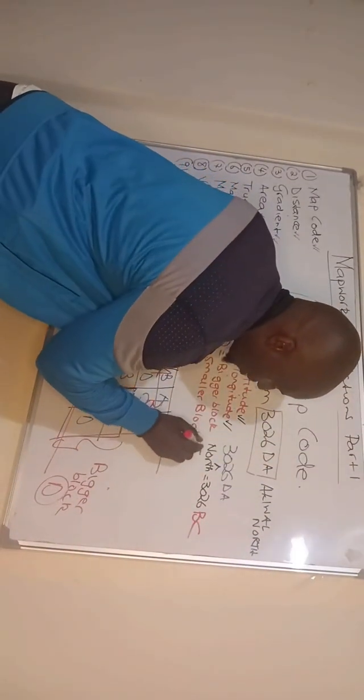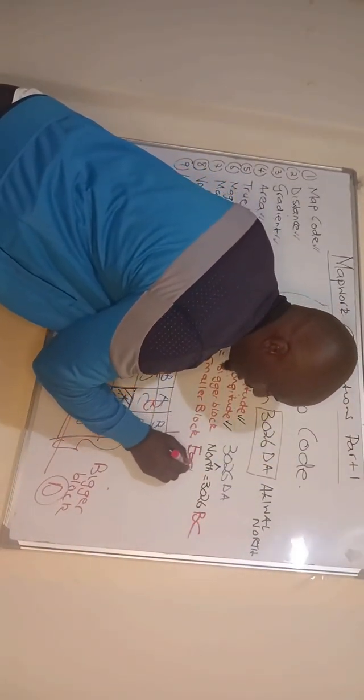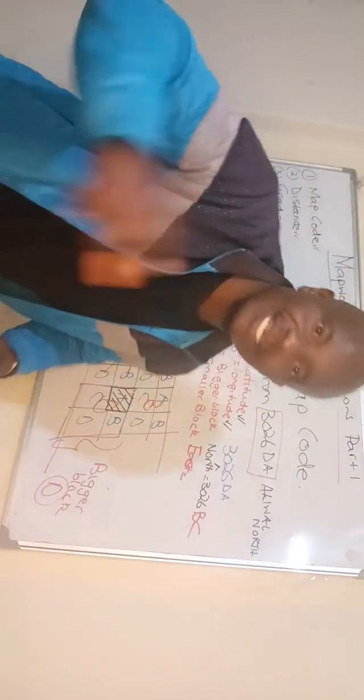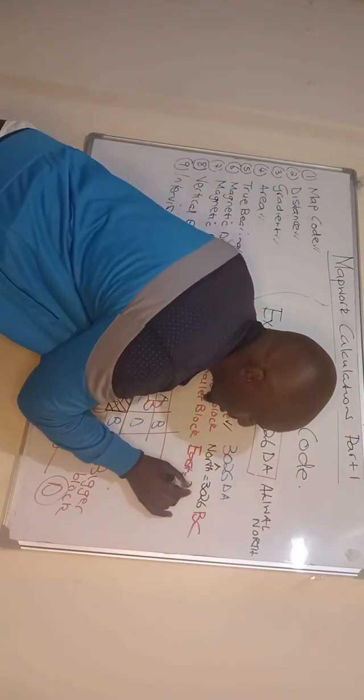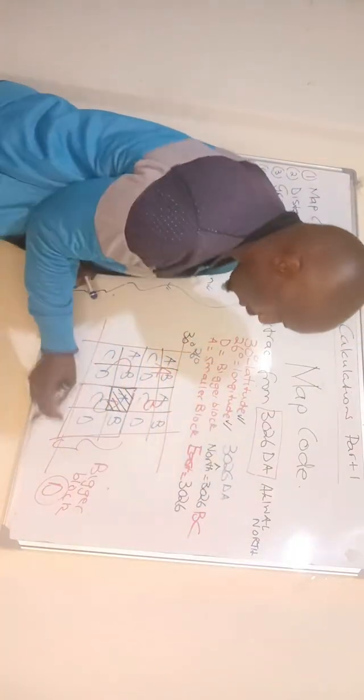All right, what is the map east of 3026 DA? I want us to find the one that is east. Remember, I said the latitude remains the same, which means we are still going to have 30 and 26. So what is to the east of 3026 DA? What will be the answer?